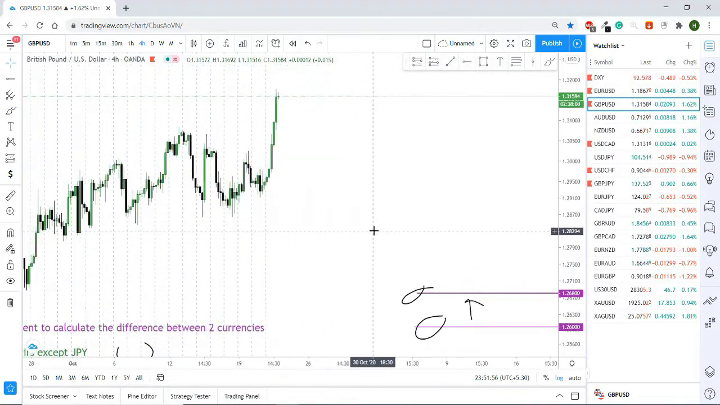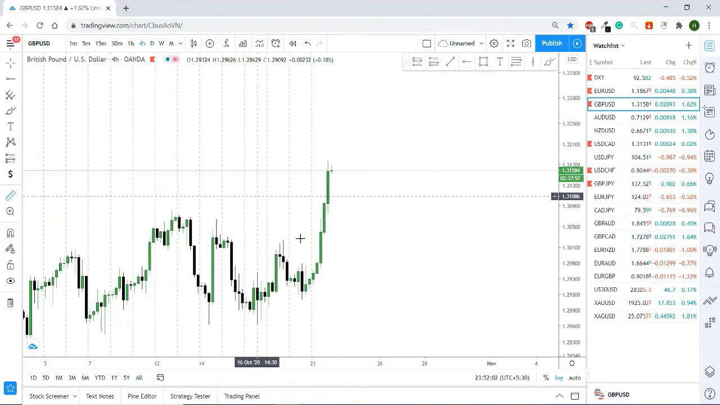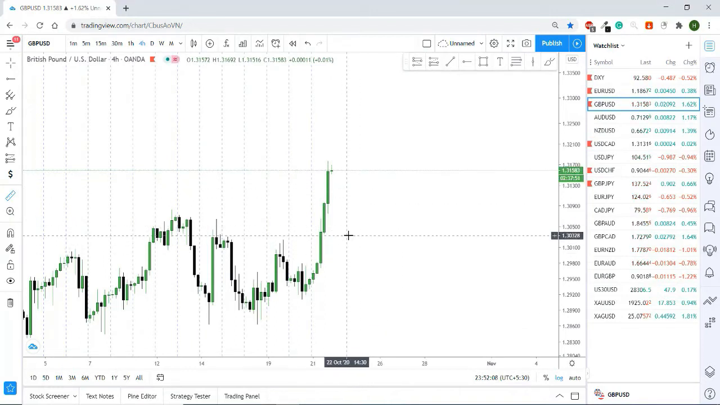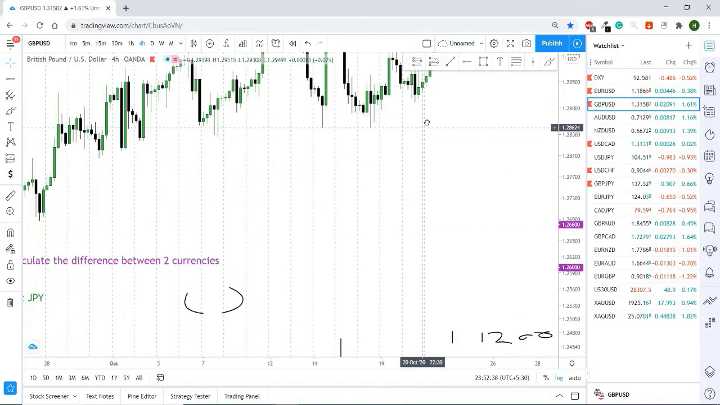When we consider TradingView, there is a tool that we can use to measure the number of pips. Let's say the price moved from this point to this point. We click this ruler icon, click here, and then just move the mouse up. Then we can see the number of pips as 54.5. So the price has moved from this point to this point, and the difference is 54 pips. I hope you get it.